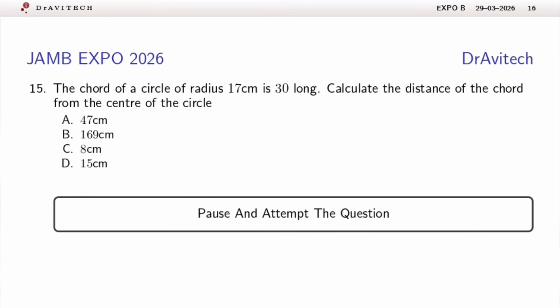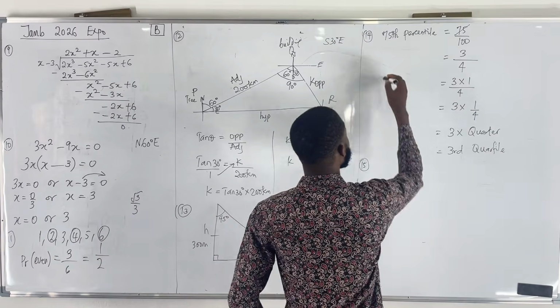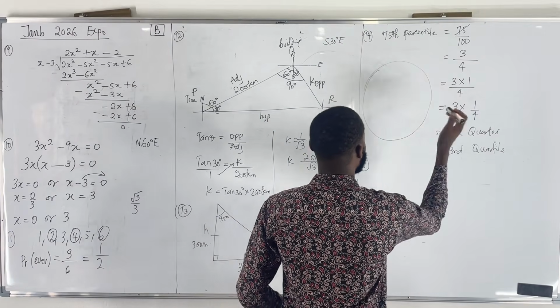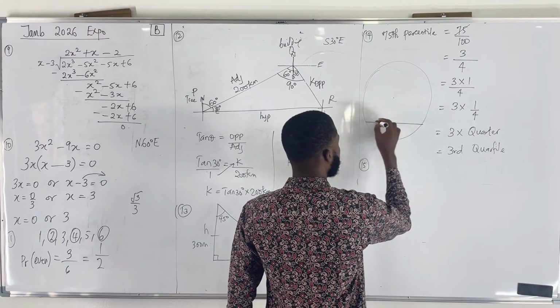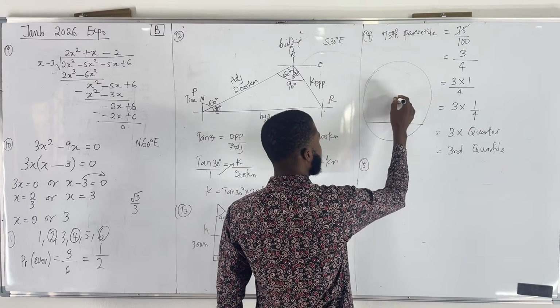Question 15 says, the chord of a circle of radius 17 cm is 30 cm long. Calculate the distance of the chord from the center of the circle. So first of all, let me draw my circle here. I don't want to waste so much space. So this is a chord, and this is the center.